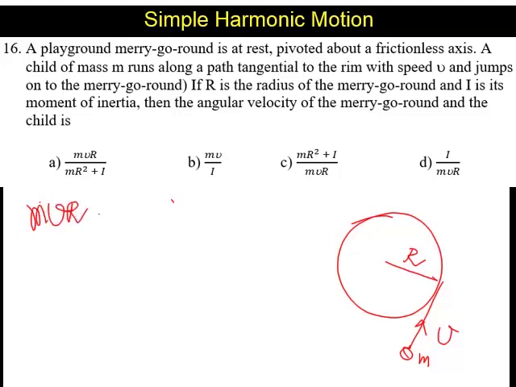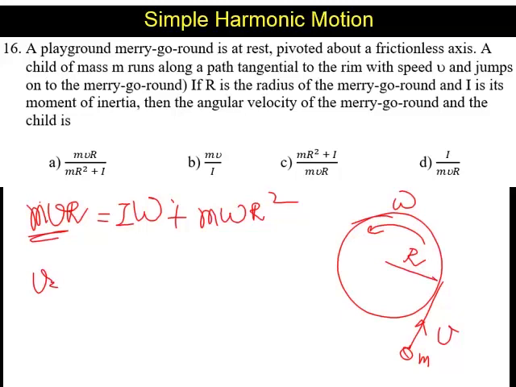That should be equal to, when the child jumps onto the merry-go-round, the merry-go-round rotates with an angular velocity omega. So the angular momentum of the merry-go-round is I omega, plus the angular momentum of the kid when the merry-go-round is rotating, which is m omega r square, because we are using the same relation, but in that case we are using r omega. So that is why it is mvr equals I omega plus m omega r square.